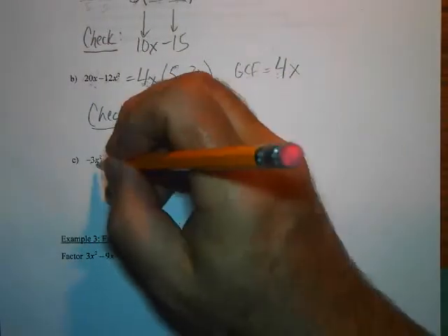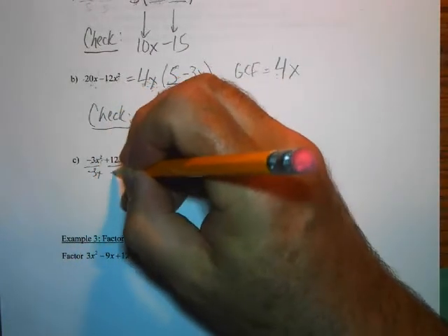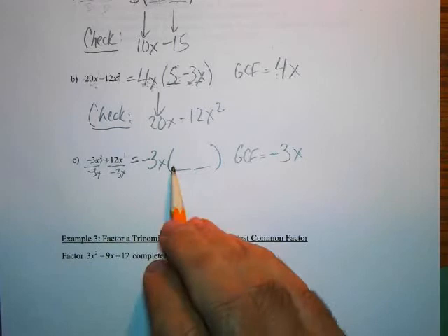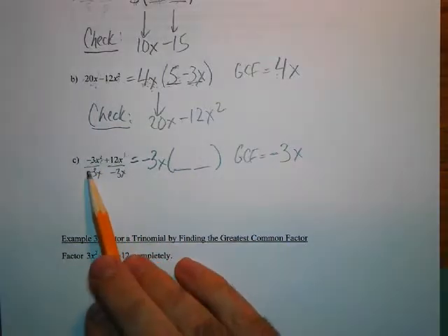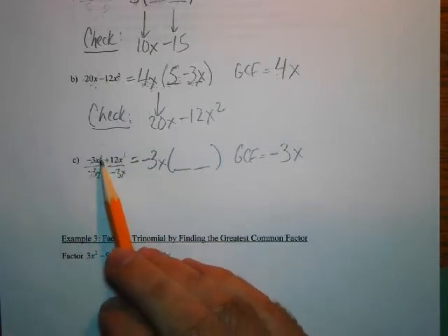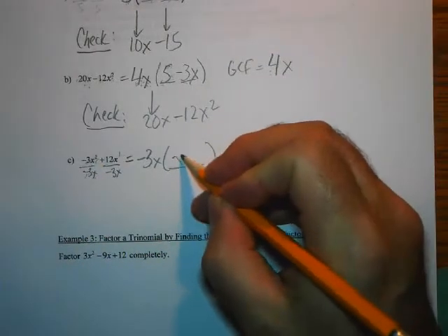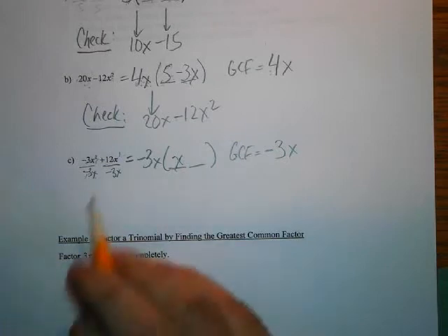Remember I said you could actually divide both terms by the greatest common factor to get what goes here. So what goes here is negative 3x squared divided by negative 3x. So the negative 3 divided by negative 3, that cancels out. X squared over x, that just leaves me 1x. So that's all I got there.